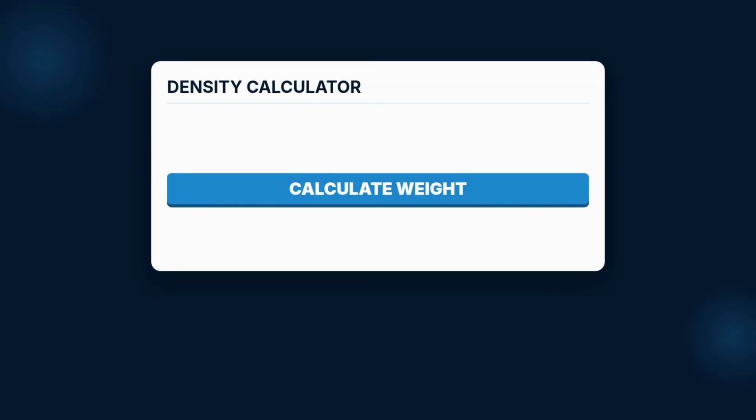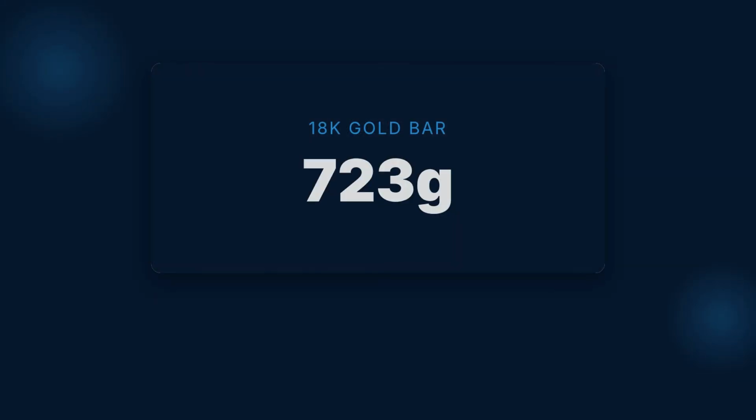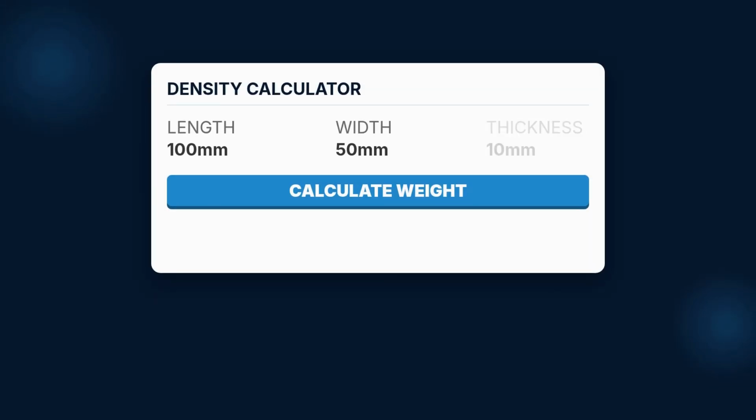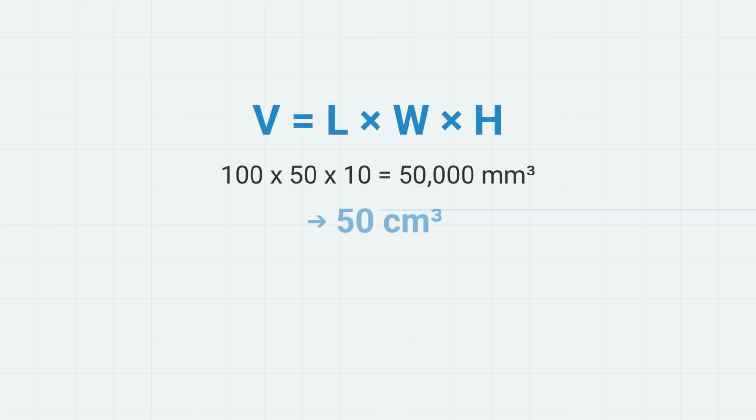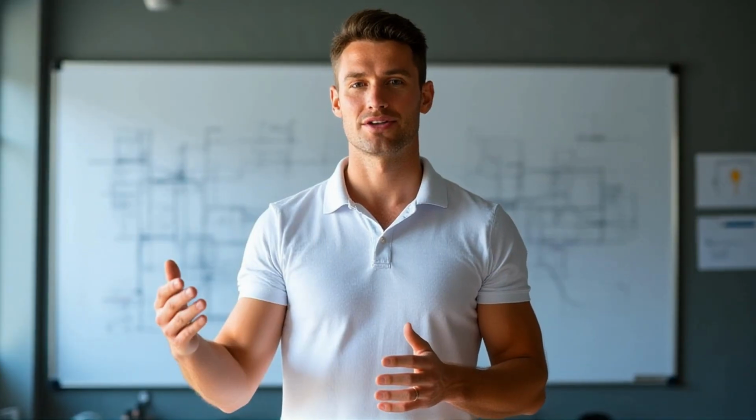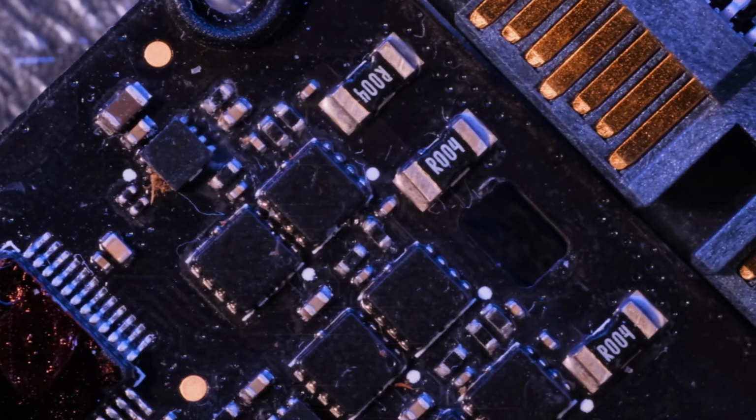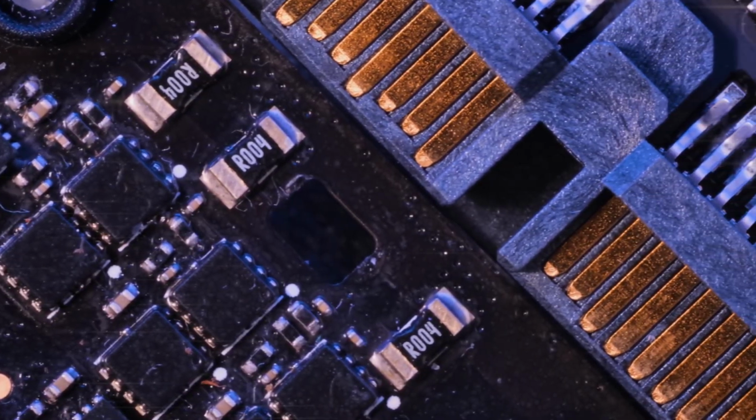With these inputs, a 100 by 50 by 10 millimeter bar of 18 karat gold, the calculator instantly computes the weight. For these dimensions, you're looking at approximately 723 grams. The calculator determines this by first calculating the volume in cubic centimeters, then applying the density of gold adjusted for the selected purity level. The output values represent the actual mass you'll measure on a precision scale, accounting for the reduced density of gold alloys compared to pure gold.